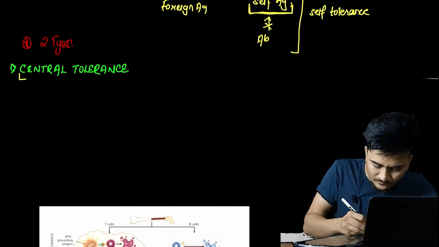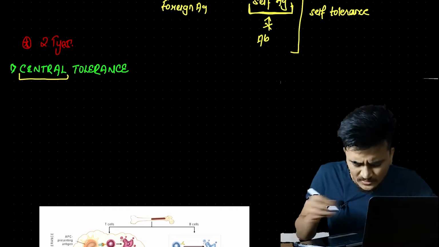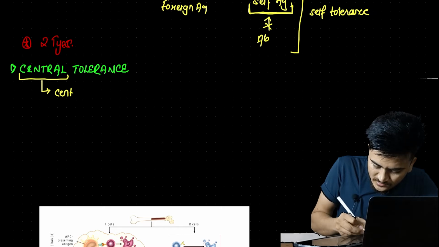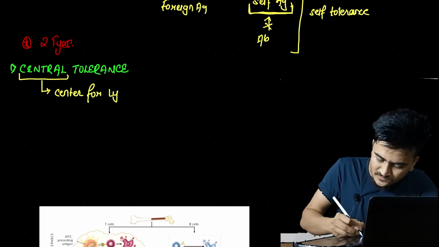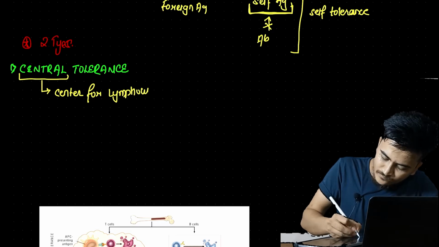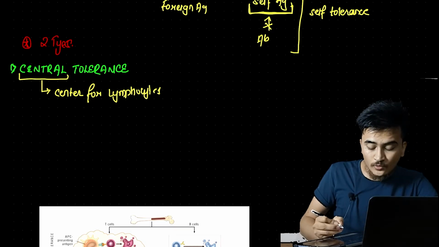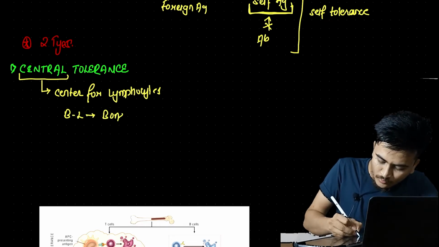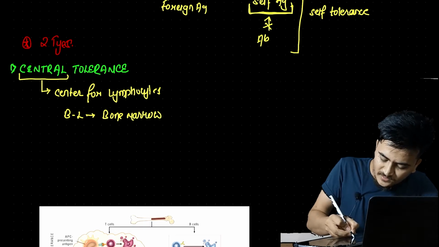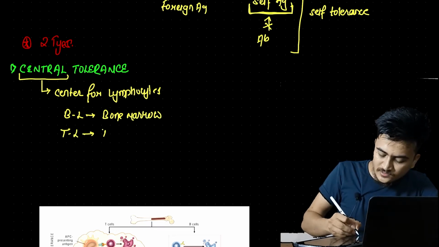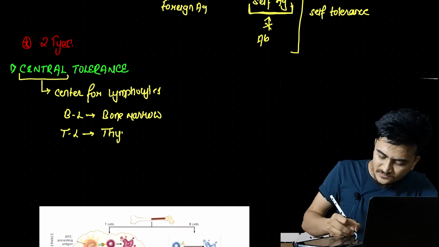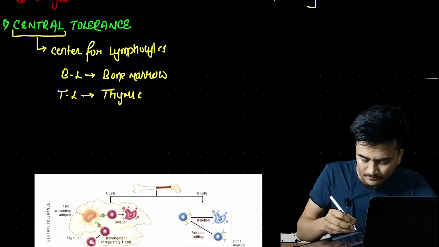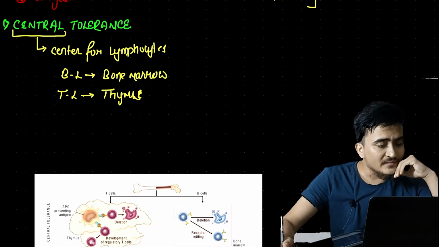The word central in central tolerance means the center for lymphocytes. What are the central organs for lymphocytes? For B lymphocyte, the central organ is bone marrow, right? And for T lymphocyte, the central organ is thymus. That means in central tolerance we are talking about tolerance in bone marrow and thymus.